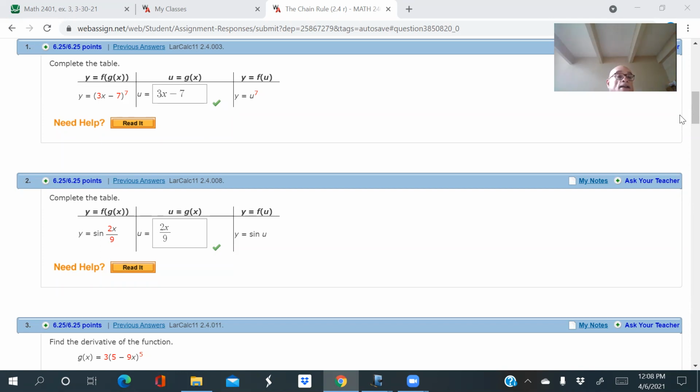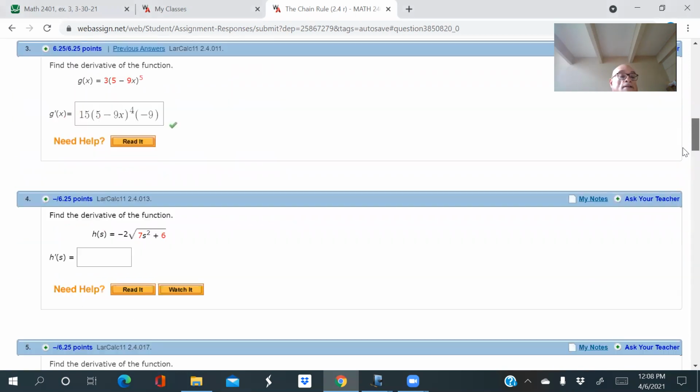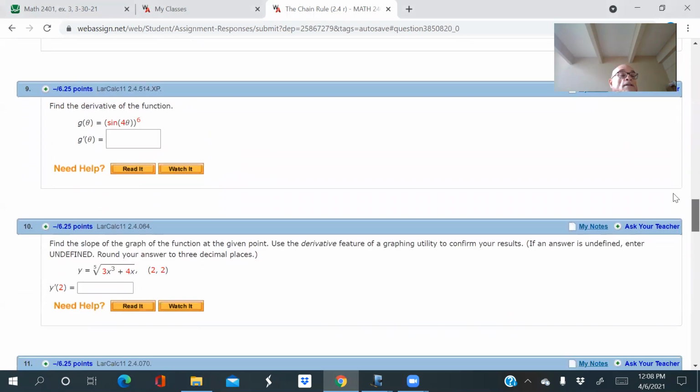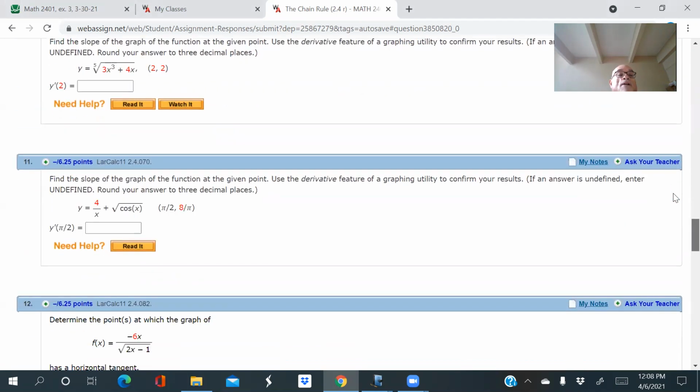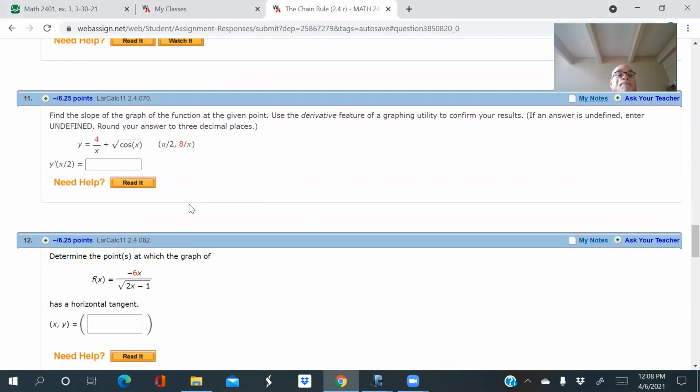Oh, Saad is asking about number 11. Is that like number 10? Kind of like number 10, right? We want to find the slope at this point.